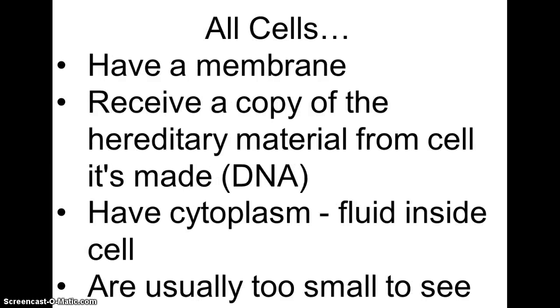There are many, many different types of cells, but there are certain things that all cells have in common. And those are that they have a cell membrane, that's a covering that goes around the outside of the cell. They have a copy of hereditary material that they got from the cell that they came from. And we call that DNA, or deoxyribonucleic acid. They also have cytoplasm, which is a fluid inside the cell.